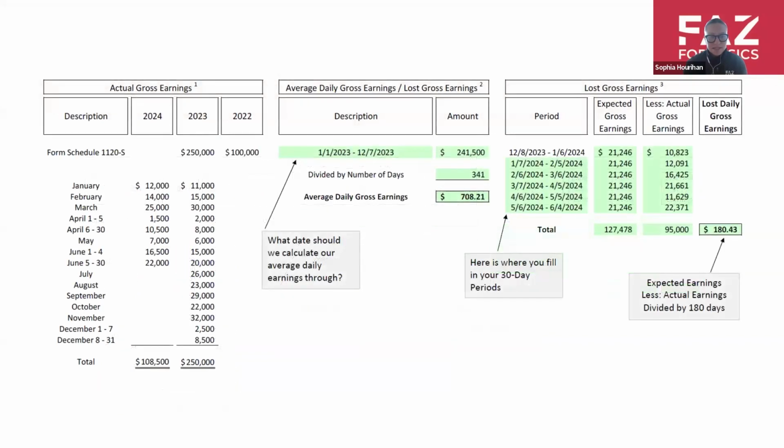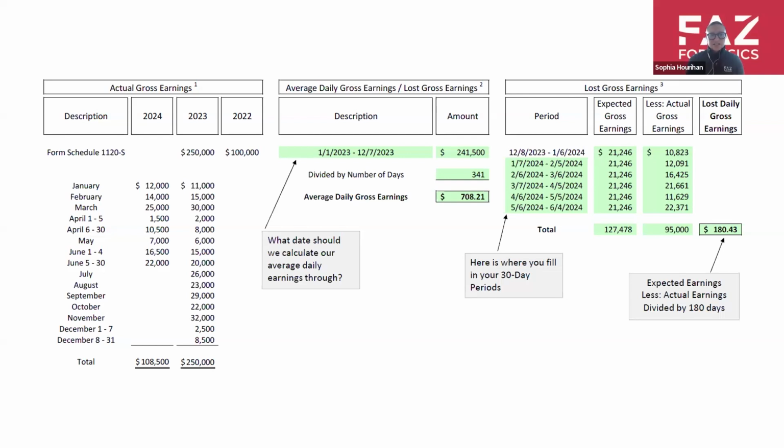I have that populated here, January 1st through December 7th. That gives us our $241,000. And then we divide that by the number of days in that period. That period is 341 days, and that gets our average daily gross earnings of $708.21. This is now something that we take and roll forward into the 30-day periods.